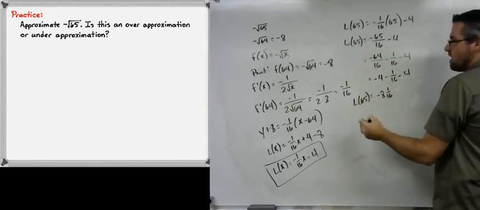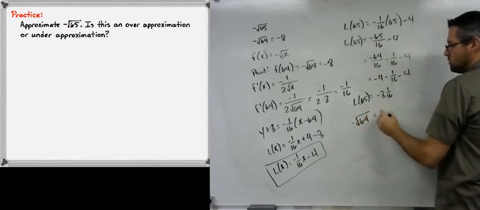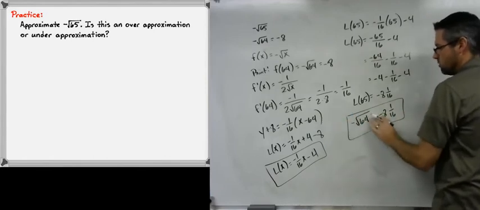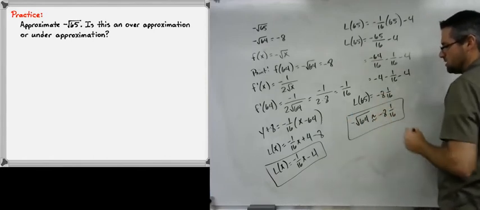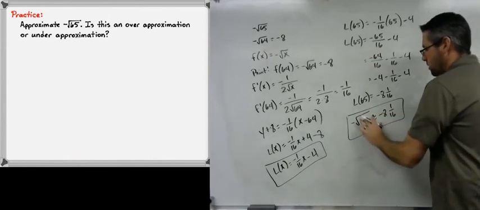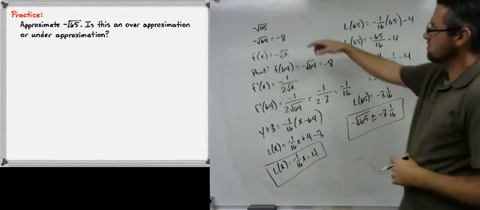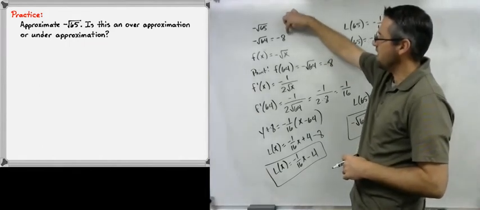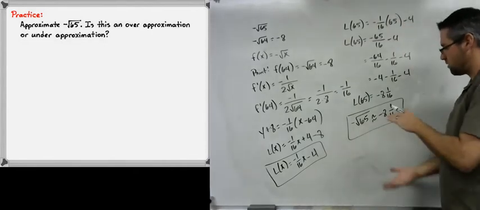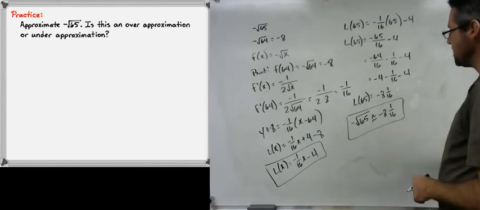And as a result of that, we can conclude that the negative square root of 65 is approximately negative 8 and 1/16. And that makes sense because the square root of 65 has to be a little bit bigger than 8, and we have a negative out front, so it's going to be a little bit further down than negative 8 would be normally. So that is my approximation.